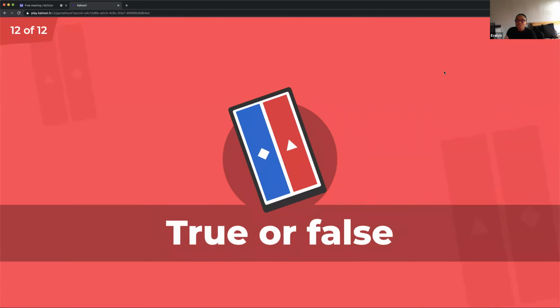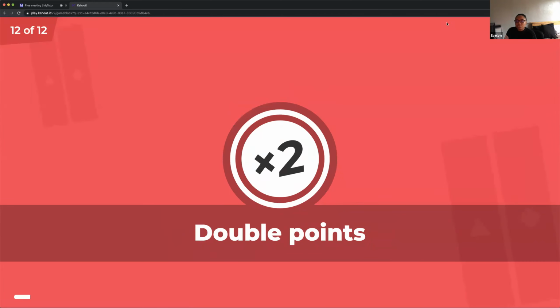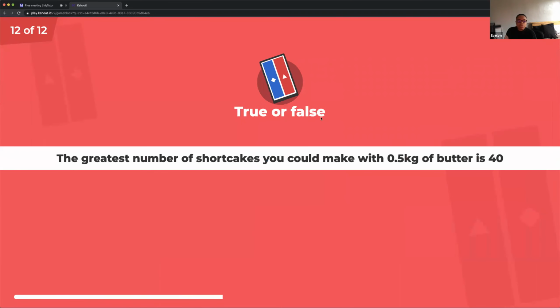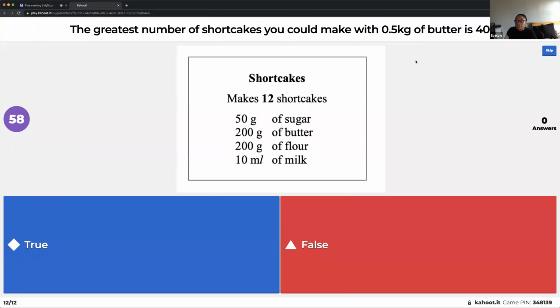Right, last question, and then we will be done. It's worth double the points. The greatest number of shortcakes you could make with 0.5 kilograms of butter is 40. Is that true or false? Remember, be careful with units.